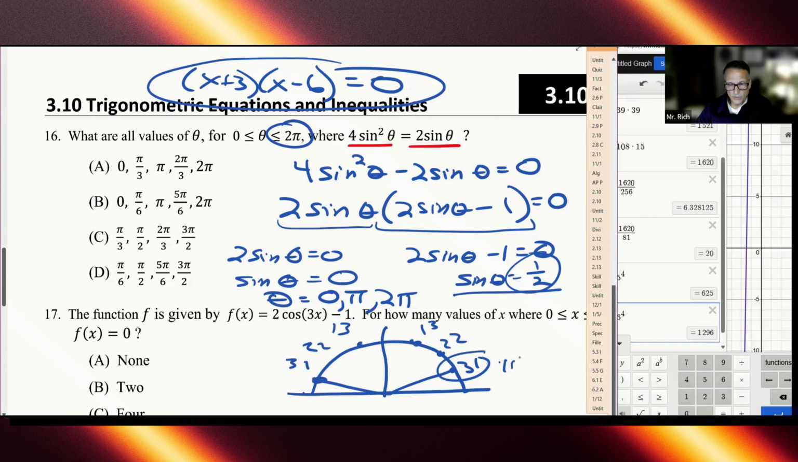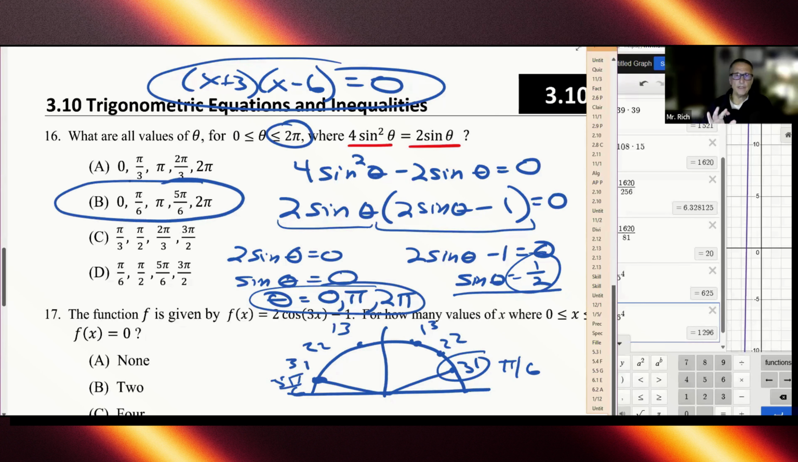That angle, as you know, is pi over 6. This one is 5 pi over 6. So it turns out I got 5 answers to this equation: 0, pi, 2 pi, 5 pi over 6, and pi over 6. So I'm going with answer B right there. All right, so I have a feeling that that is what you guys are covering.